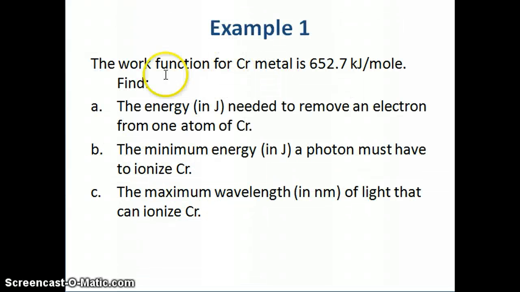So in this particular case, we're given a question where it says the work function for chromium metal is 652.7 kilojoules per mole, and then you're being asked to find the energy needed to remove an electron from one atom of chromium, the minimum energy a photon must have to ionize chromium, and then lastly the maximum wavelength of light that can ionize chromium. Okay, so let's go and work out these problems.